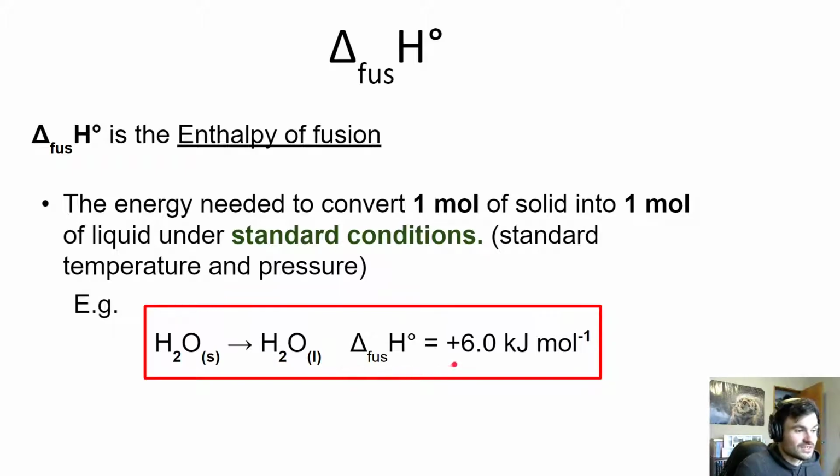How much energy? Not much. 6 kilojoules per mole. This is pitiful amounts of energy. So not much energy is needed, and because it's at standard temperature, 25 degrees, it'll happen very easily. So not much energy at all is needed to turn this ice, 1 mole of ice, into 1 mole of liquid. This is called ΔH fusion, the enthalpy of fusion.